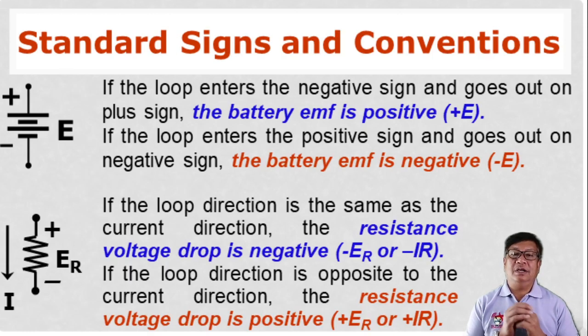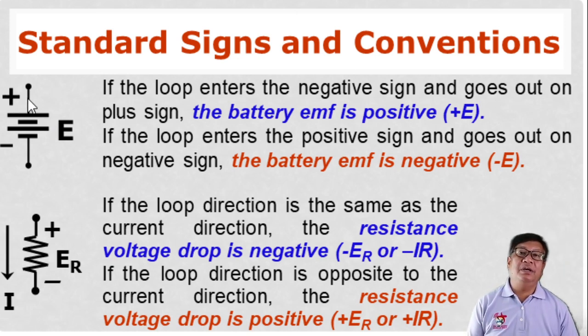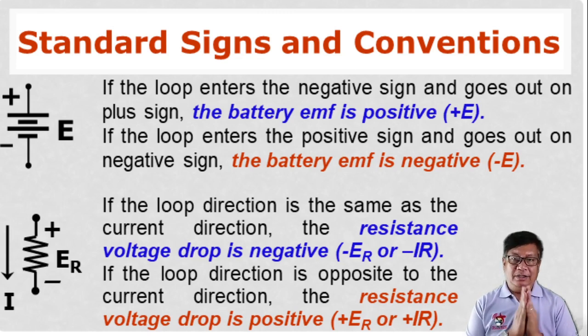Okay, but before that, let us discuss first the standard signs and conventions. This is just conventional. As you can see here, we have this circuit. This is the battery. It has the positive terminal, and we have the negative terminal of that battery. If the loop enters the negative sign and goes out on the plus sign, the battery or the electromotive force, EMF, is positive. If the loop enters the positive sign and goes out on the negative sign, the battery or the voltage is negative. This is just conventional, so that we will understand each other in analyzing the given circuit at the source side.